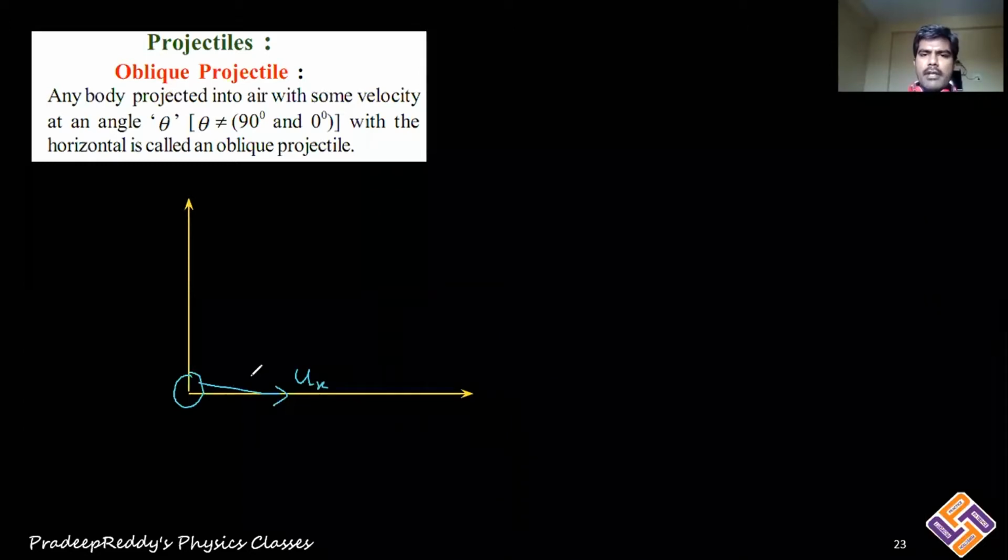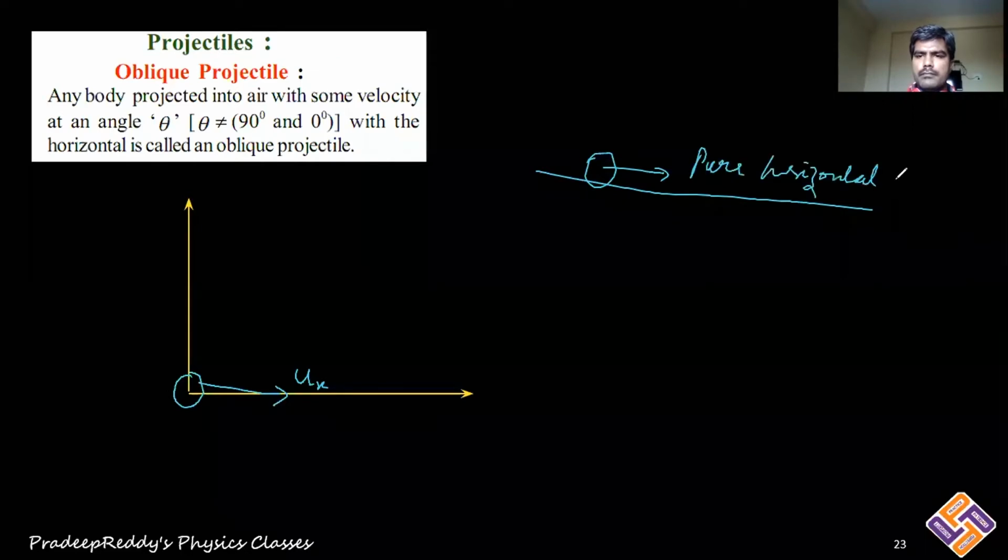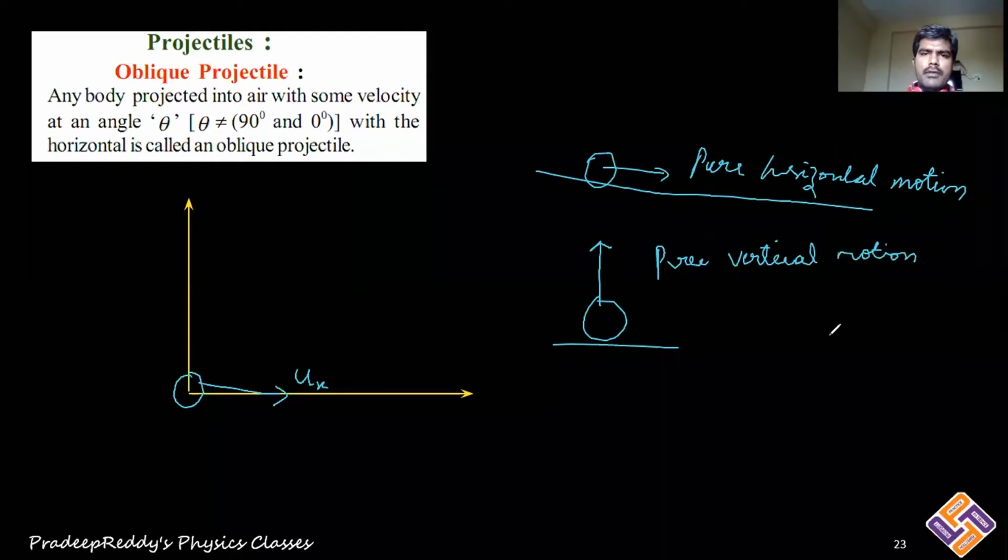If a body is being given horizontal velocity, it travels on a straight line path. This is purely horizontal motion. Same body being given velocity vertically upward with respect to ground, it is pure vertical motion. One is horizontal motion and the other one is vertical motion.